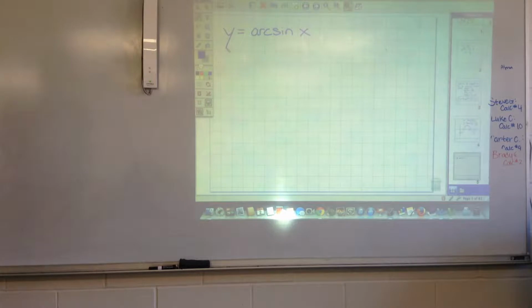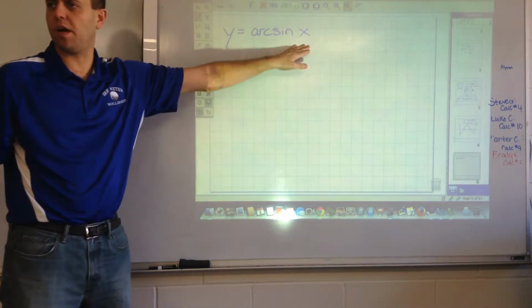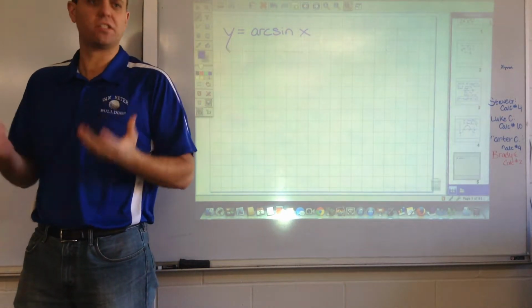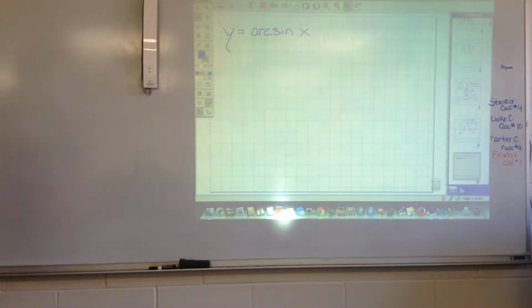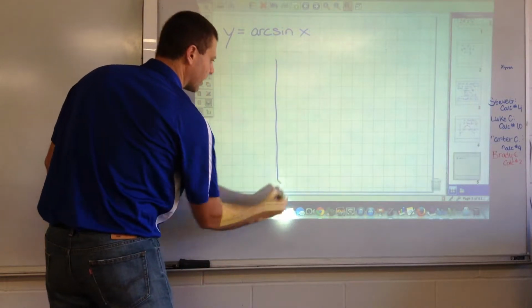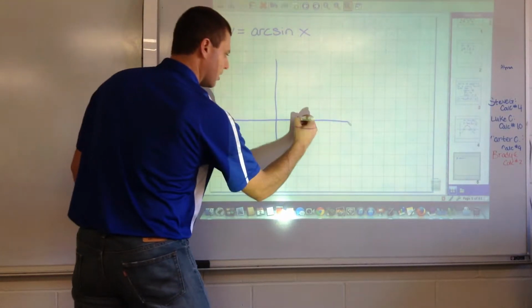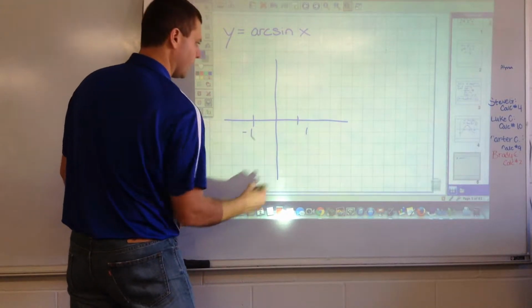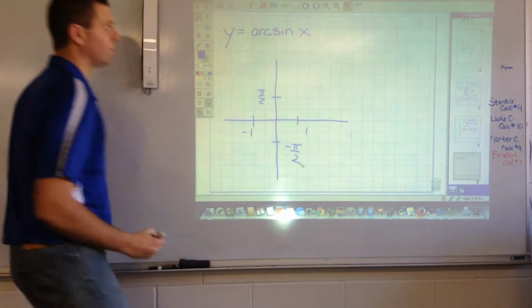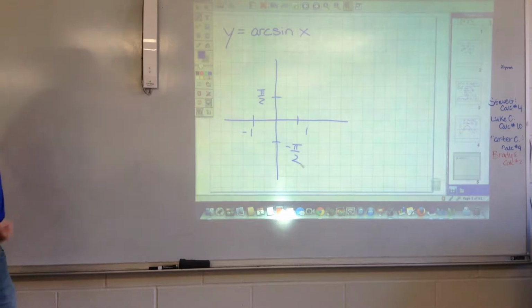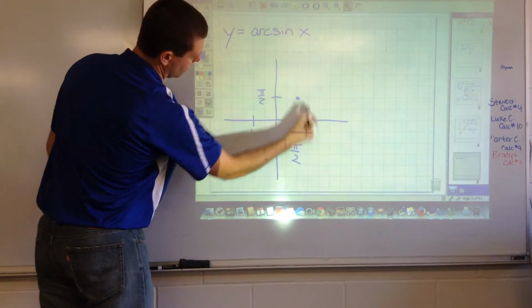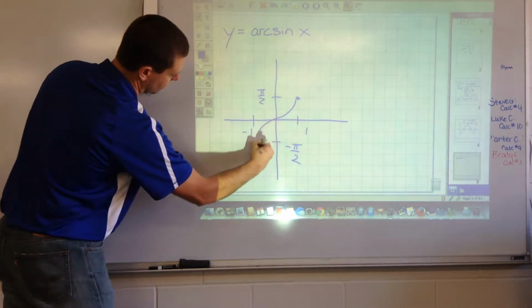For instance, you may have seen it written as sine to the -1 of x. That's the way it is on your calculator. But that is an inverse sine function. The graph of it looks something like this, where here's 1, here's -1, here's pi over 2, here's negative pi over 2. The inverse sine of 1 would be positive pi over 2, so the graph would look something like this.